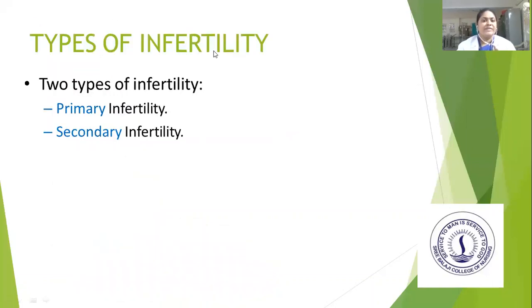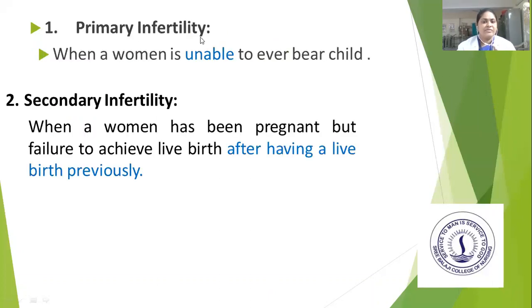Next, the types of infertility. We have two types of infertility: primary infertility and secondary infertility. Primary infertility is when a woman is unable to ever bear a child. They didn't have any other child. That is called primary infertility. Secondary infertility is when a woman has been pregnant before but fails to achieve a live birth after having had a live birth previously.